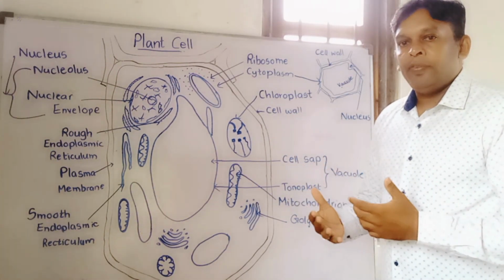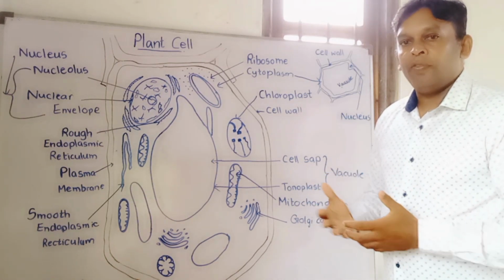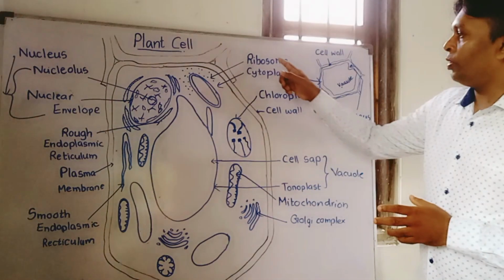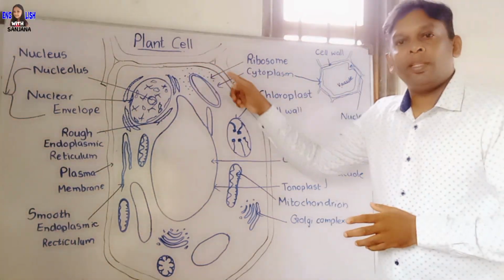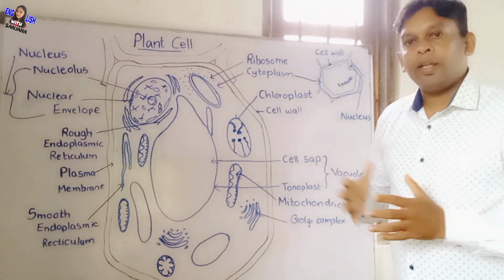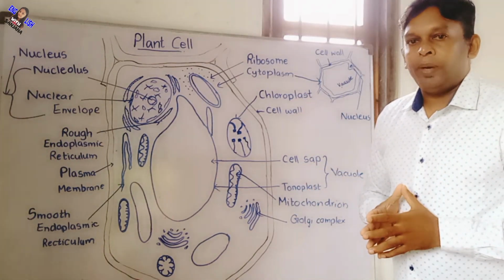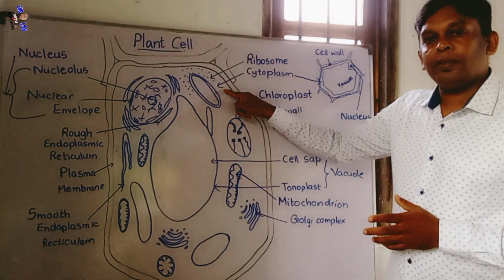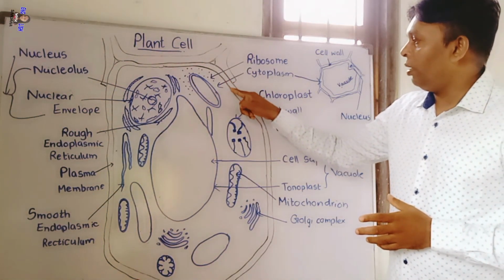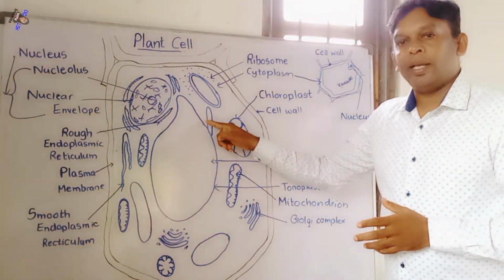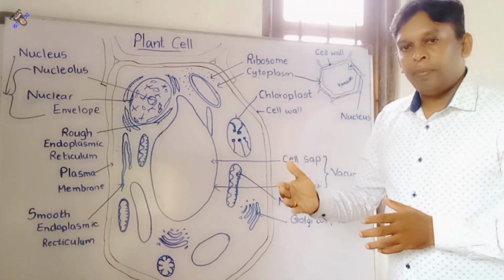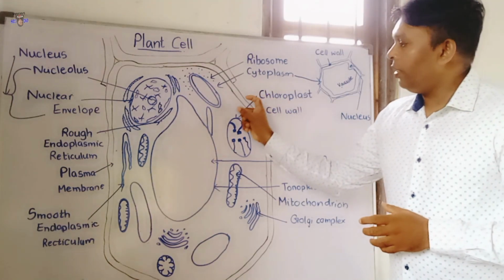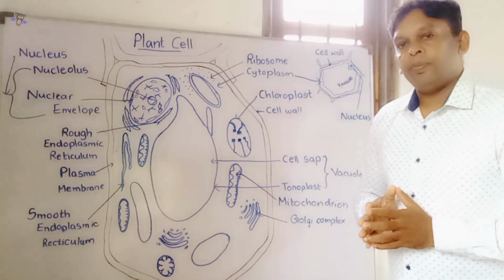For you to identify and memorize each and every organelle, we have prepared this one. For example, we start from the ribosome here. These are small dots. Actually, they are called ribosomes. They are very important, but there is no plasma membrane around them. And here the cytoplasm. Cytoplasm is located between the cell membrane and the tonoplast. Tonoplast is the membrane which covers the vacuole. Between these two, cytoplasm is located.